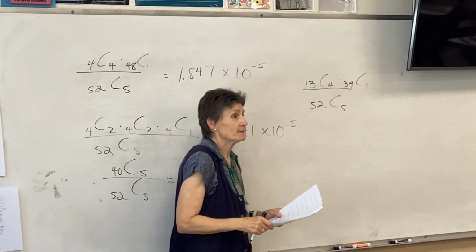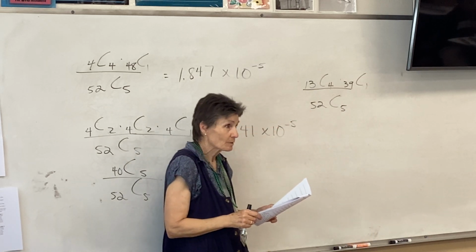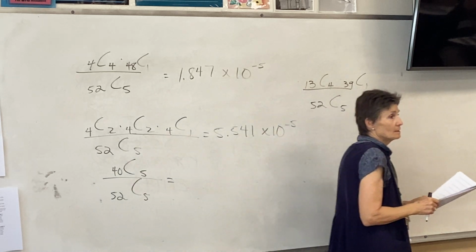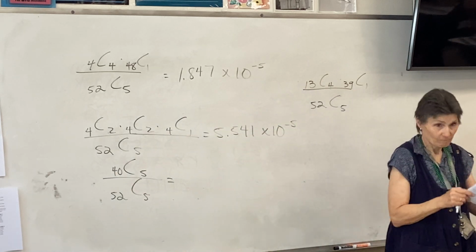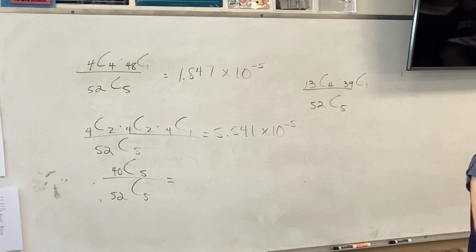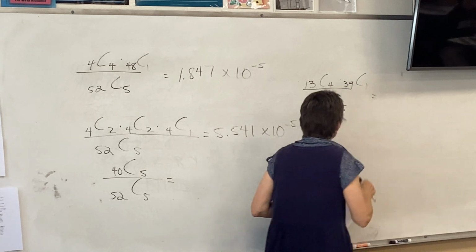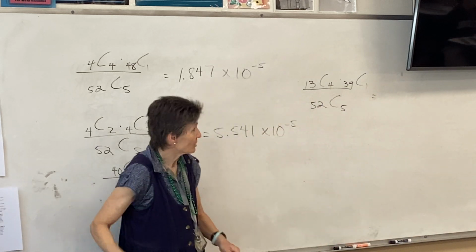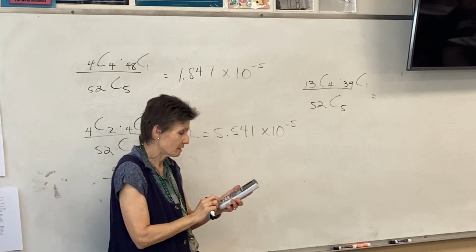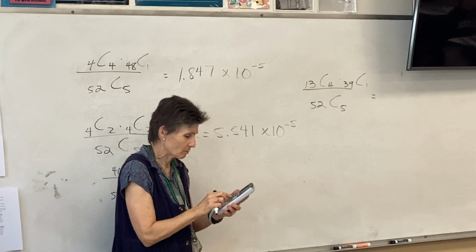If you want exactly 4 spades, then 4 of them come from the 13 spades and the other one comes from the rest, right? So what's that one? It's gonna be a small one, but it's not gonna be as small as some of the other ones.